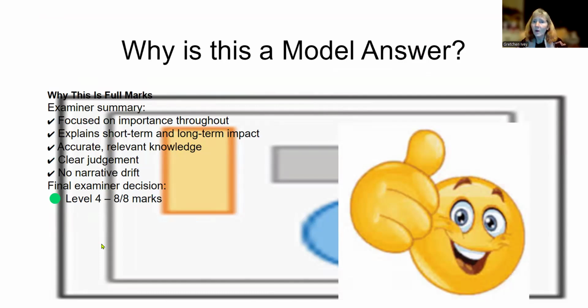Okay, overall, why does this answer get full marks? Focused on importance throughout, explains short and long-term impact, accurate, relevant knowledge, there's a clear judgment, no narrative drift. So the final examiner decision was level 4, 8 out of 8.